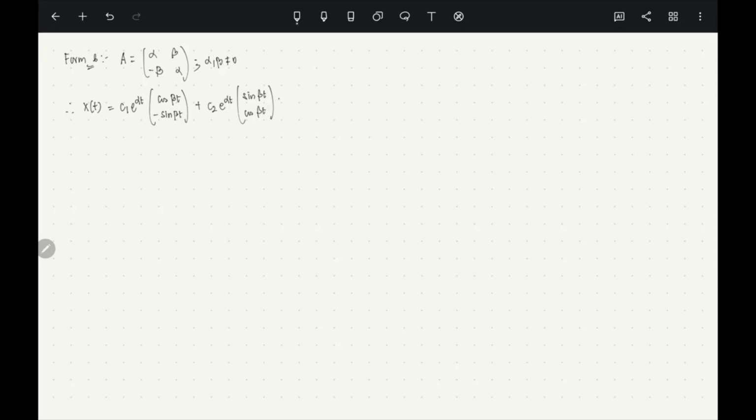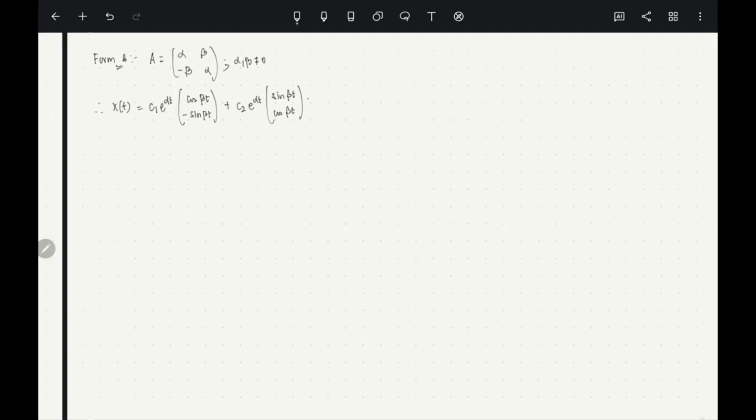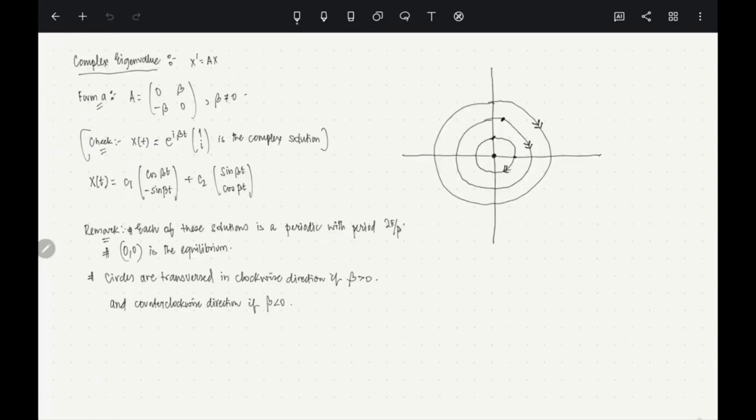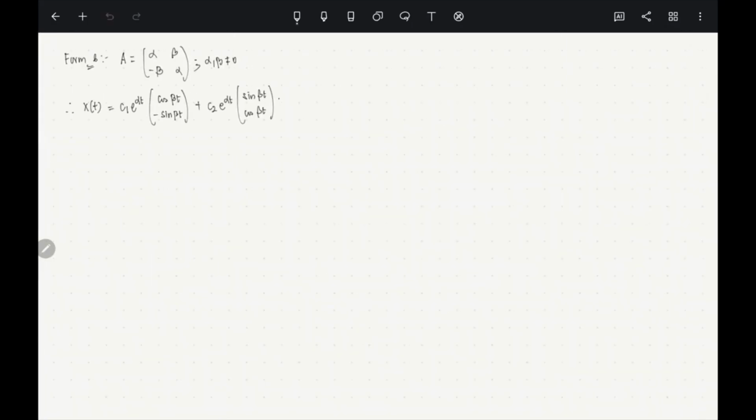Now you see, without the e power alpha t term, this is the case. If alpha is 0, you don't have e to the alpha t, and this is the case, so we have the center. We call it a center, because everything is centered. But if alpha is not 0, then e power alpha t will turn these same solutions.